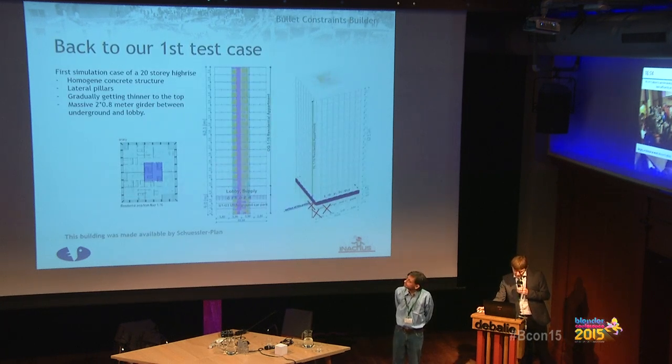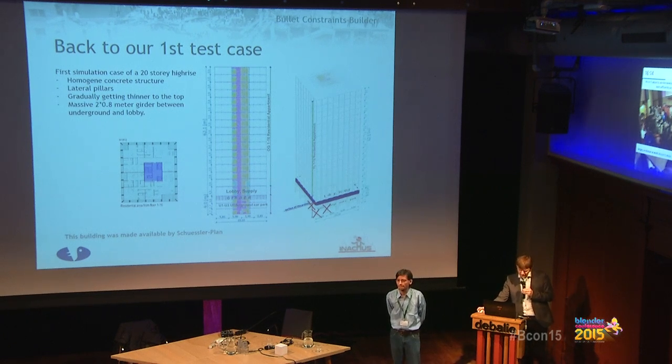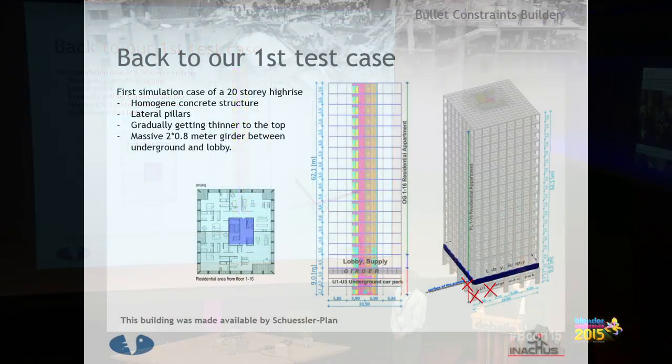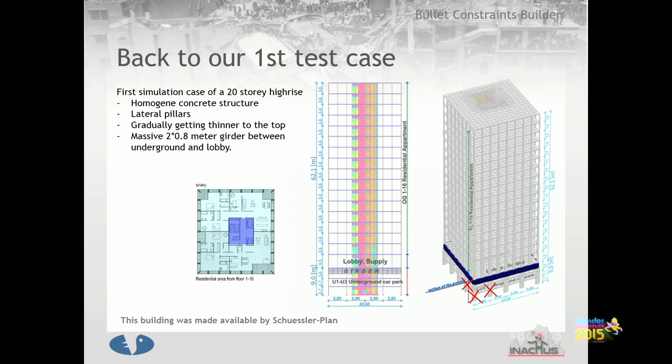So back to the simulation case. It's a 20-story building, totally concrete. In the middle there's a core, and then the pillars are grouped on the outer facades. And these pillars, that's also important, are diminishing in size over the whole height of the building. They're biggest, most massive on the ground, and then very thin at the top. This blue articulated element is a strong beam, a girder.